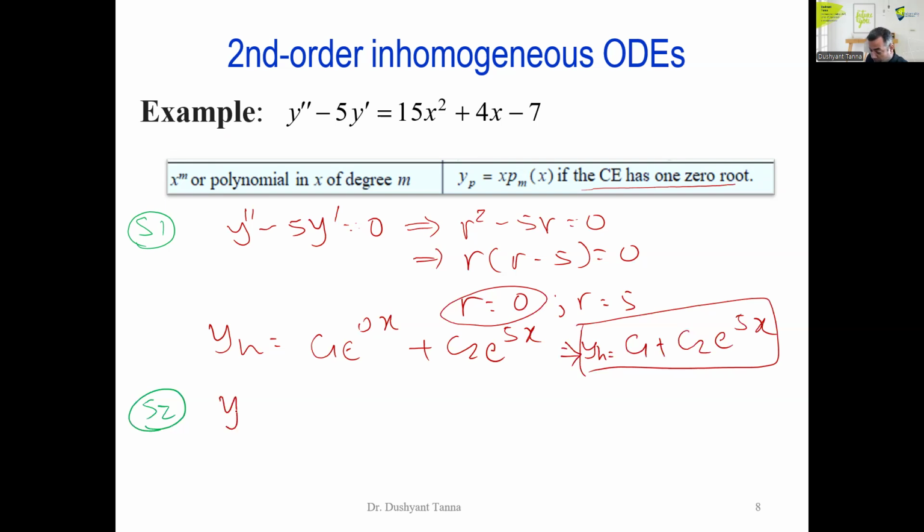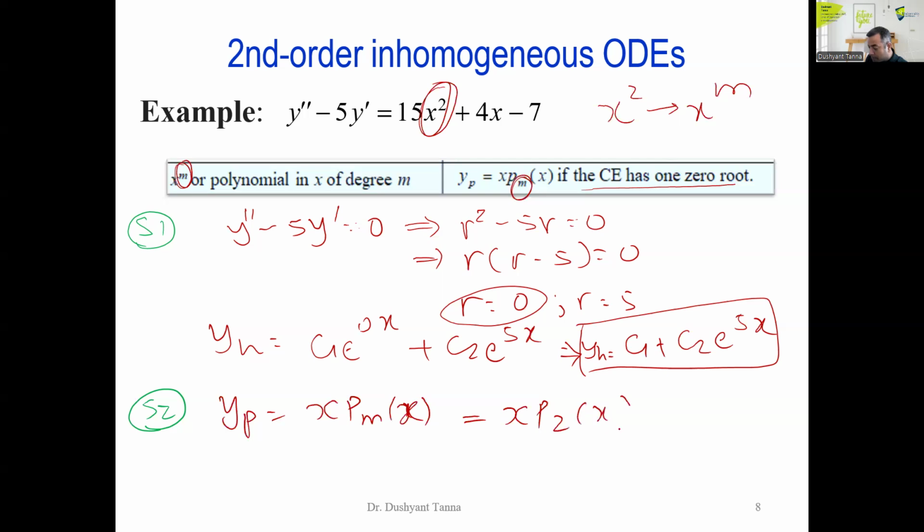So what should be your YP? Is x PMX. Now look at the symbols. Here we are talking about M. This is the same M. Okay. So what is the x power m? Is here. X square is your x power m. Right? That means m is 2. So you are talking about your yp as x P2x, a polynomial in x. That is a quadratic equation.